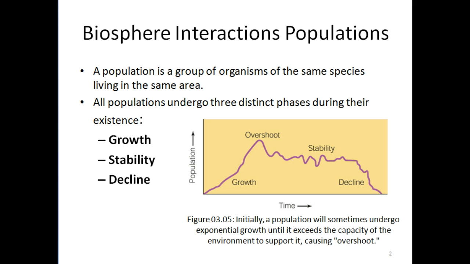All populations undergo three distinct phases during their existence: growth, stability, and decline. Initially, a population will sometimes undergo exponential growth until it exceeds the capacity of the environment to support it, causing what we call overshoot. Here is the exponential growth, and here is the overshoot portion of the curve. Notice stability is at a lower level than overshoot.